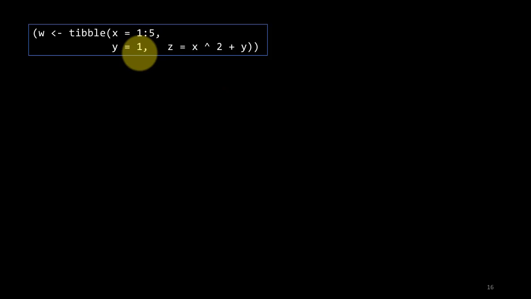1, 1, 1, 1, 1, 1. So you know that R will automatically convert that into a column of matching length, a vector of matching length, so that works. This is where the novelty comes.